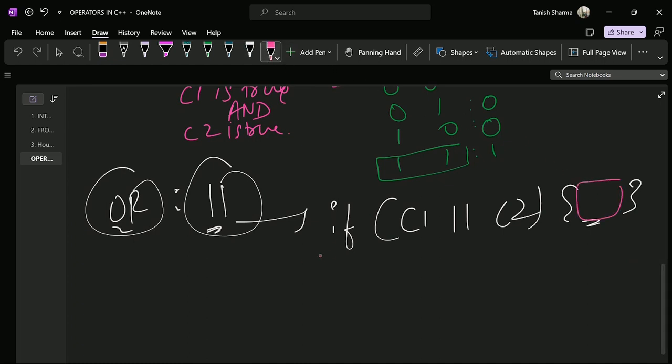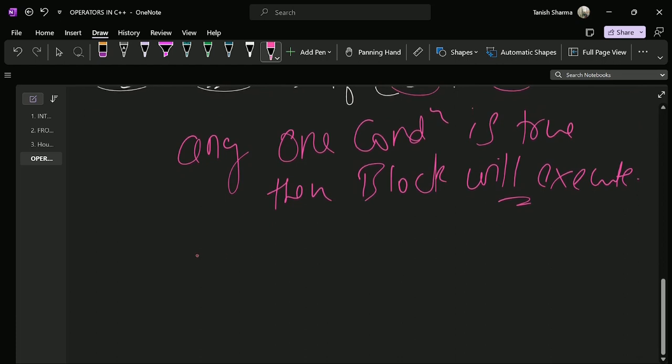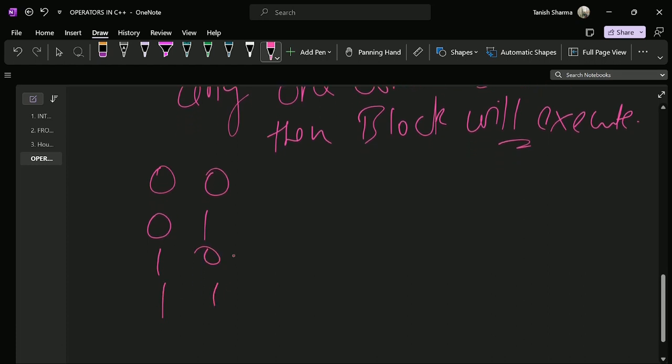I have been given these two conditions, and the output is produced if any one condition is true. So the table for the same is 0 0, 0 1, 1 0 and 1 1. For the OR, see here, no condition is actually working. Both are false, so we will not be getting any output.